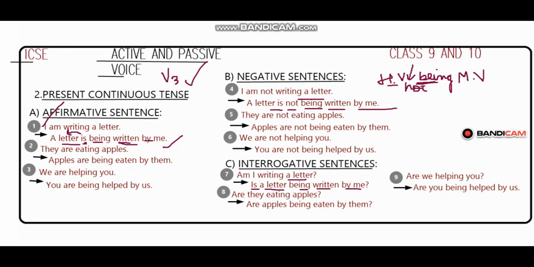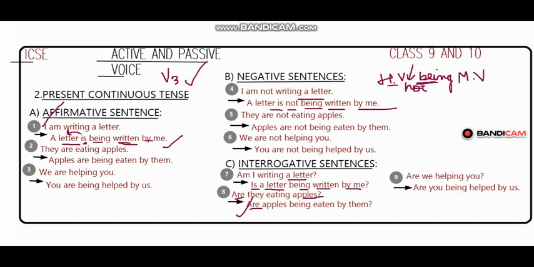Now second sentence: are they eating apples? Again, are apples being eaten by them? Why has it remained the same? Because apples are plural, so are is okay, that's why we keep it the same. In the next sentence also: are we helping you? So, are you being helped by us, okay. So I hope these are clear to you.